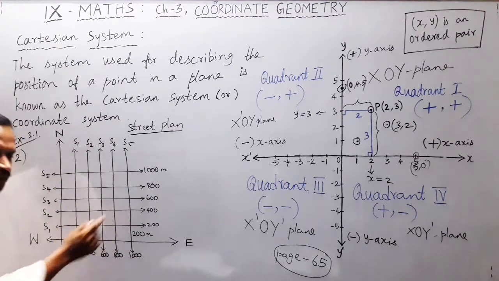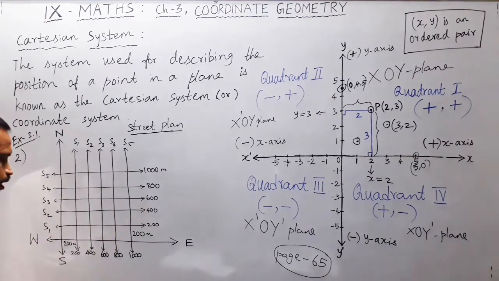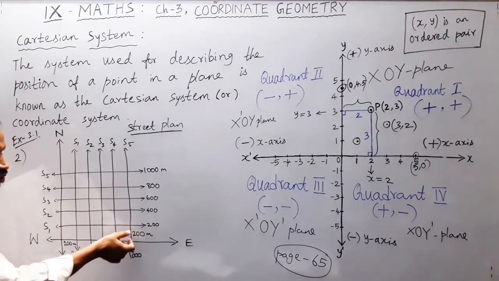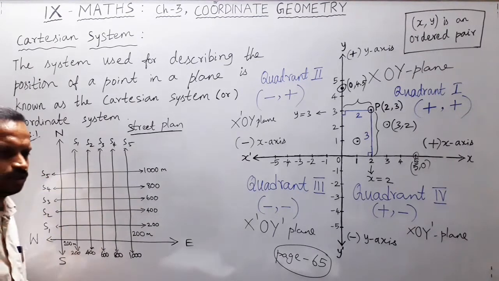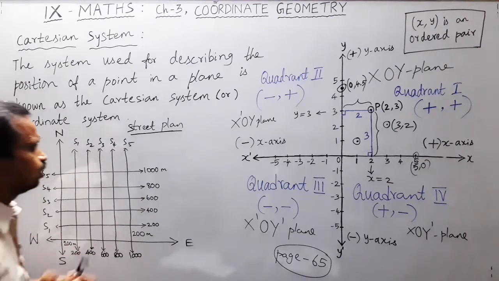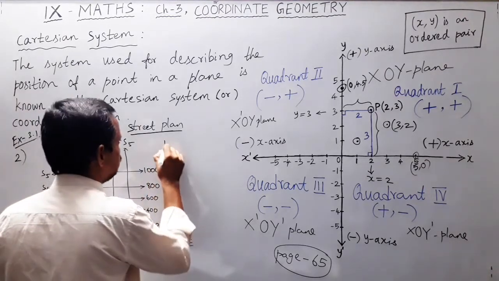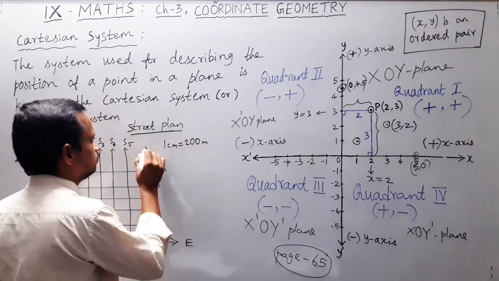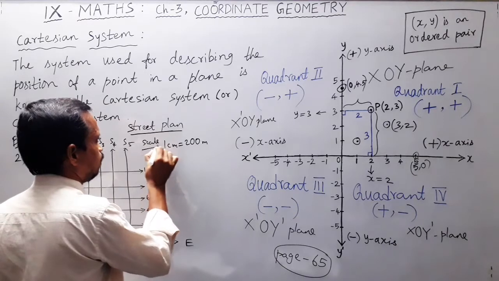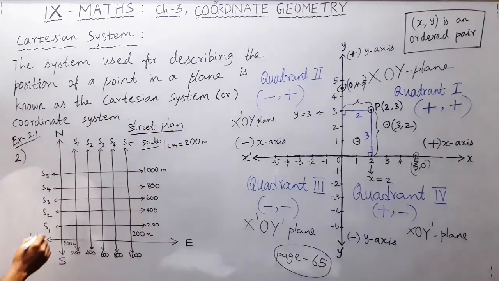So every line represents what? A street. Okay. So this is street 1, 2, 3, 4, 5. So the distance between each street is 200 meter. So you consider 1 centimeter as 200 meter. So in your class note, using ruler, you can measure. You can write the scale as what? 1 centimeter as 200 meter. So this is scale. You can use it. Clear?